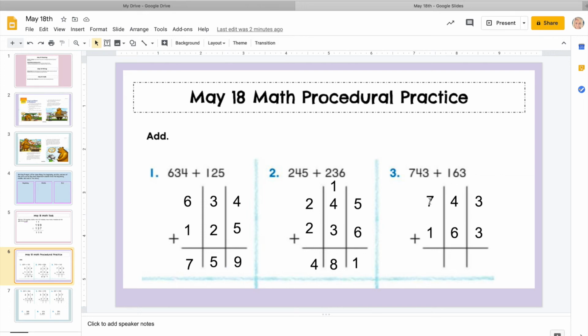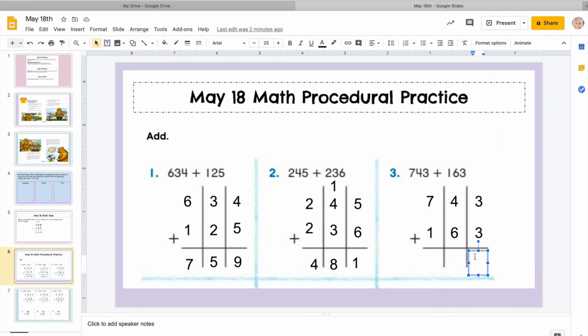Let's do one more for some practice on this page, where we have 743 plus 163, where we need to rewrite this equation, making sure that we line those numbers up based on the place value. So the hundreds with the hundreds, the tens with the tens, and the ones with the ones. Starting with step 1, we are going to add up the ones column. 3 plus 3 is 6. Because that's less than 10, that's going to stay put, and we do not need to regroup.